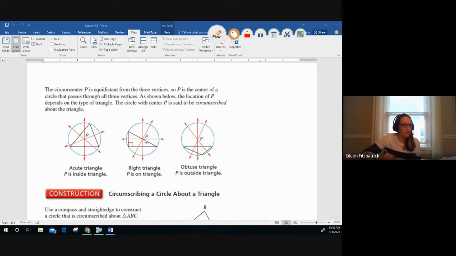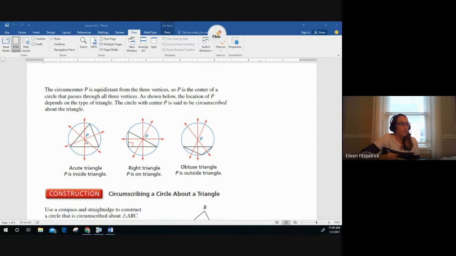Here's another diagram. So they're showing you three different triangles. They're showing you an acute triangle where P, the circumcenter, is the center of the circle. Then they're showing you a right triangle where you have your intersection of the three perpendicular bisectors. There's your circumcenter, and it is still the center of the circle. And then we have an obtuse triangle, all right, where P is the center of the circle. But notice where P is in relation to the triangles, because that's what this is explaining.